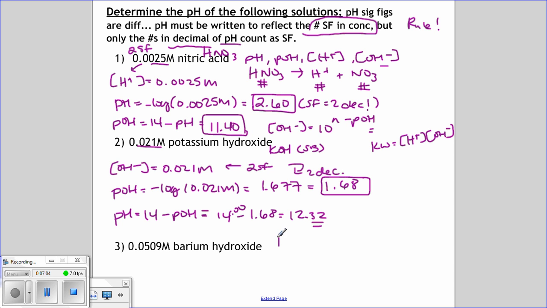Then we have barium hydroxide. I really recommend writing out your formulas, because if you don't, you may not see that 2 here as a subscript, meaning we need to multiply the concentration by 2. So the concentration of OH is equal to 0.1018 molar. You could easily make that mistake. Don't be that person that forgets to multiply by 2 for your strong bases here.